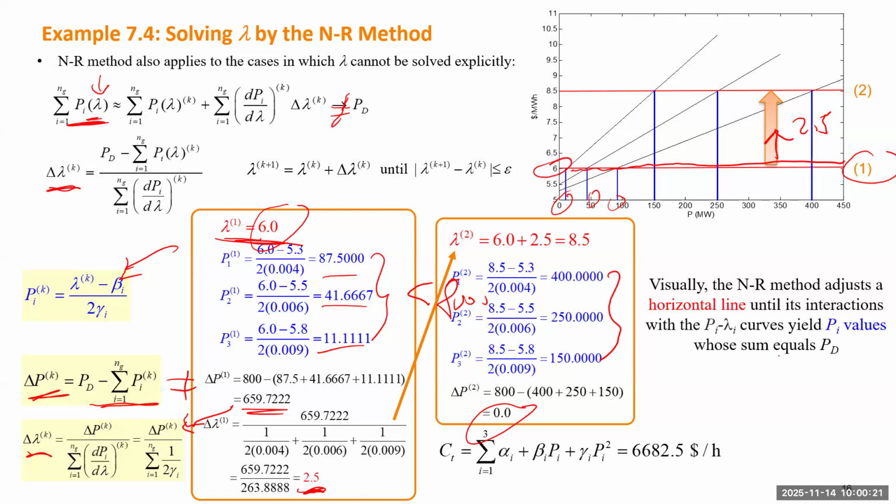Basically, the Newton-Raphson method just adjusts a horizontal line to move up and down until the intersections give you the total demand. I'm not requesting everybody to use the Newton-Raphson method. We just use this method to understand how we can find a solution by a number of iterations. You start from an initial guess, draw the line, and move up and down until the intersection points together give you 800, which is PD.